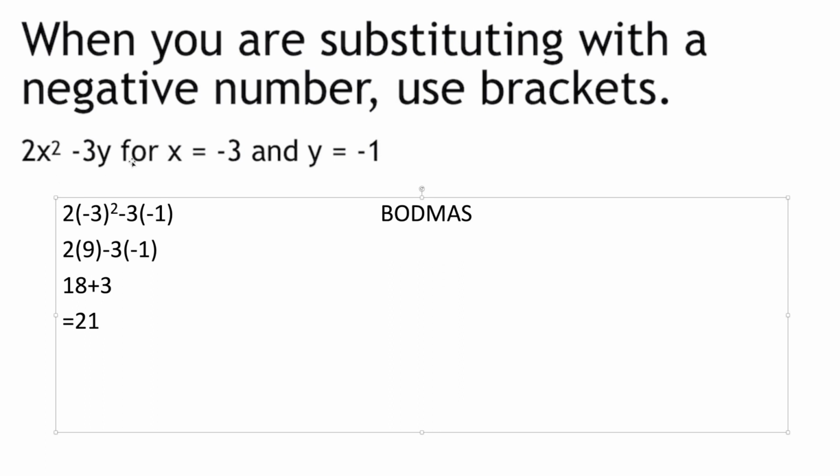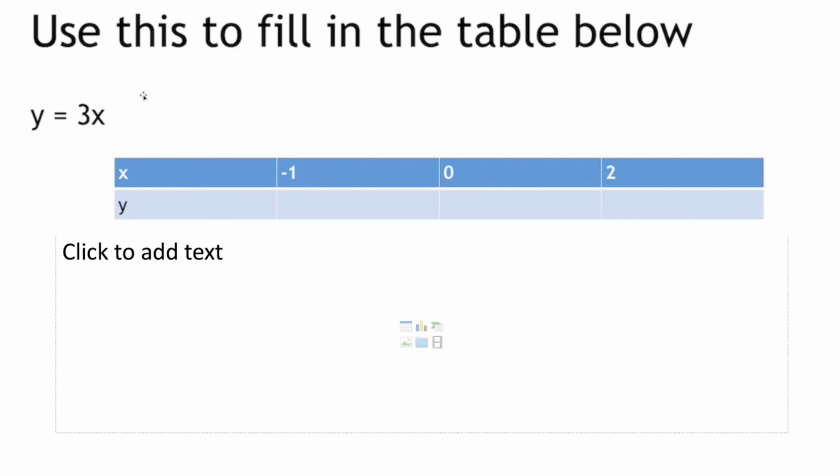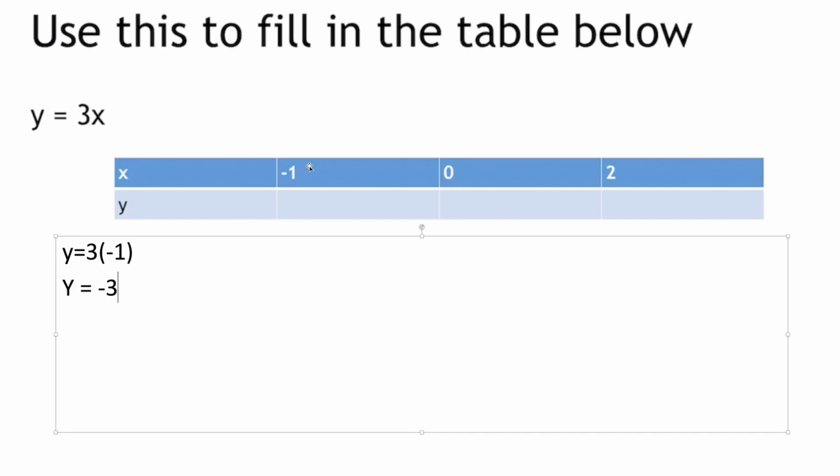And we can actually use this to fill in a table. With this table here, each of these x values is going to be individually substituted into this x, and we're going to get 3 different values for y. So we'll do the first one. For the first one, y is equal to 3, and then our first x is equal to negative 1. So we're going to do 3 times negative 1, and that's going to equal y is equal to negative 3.